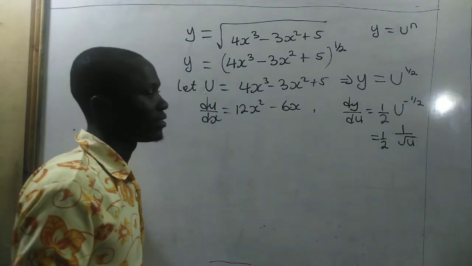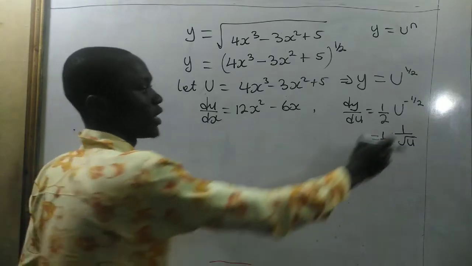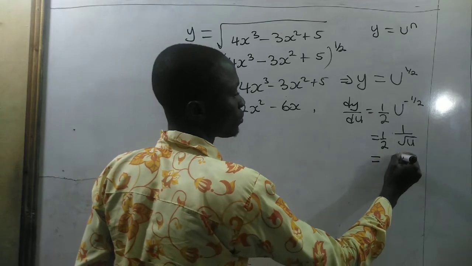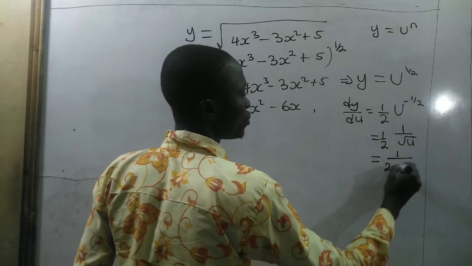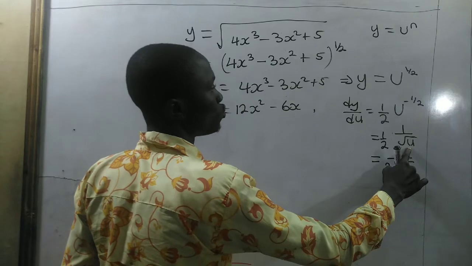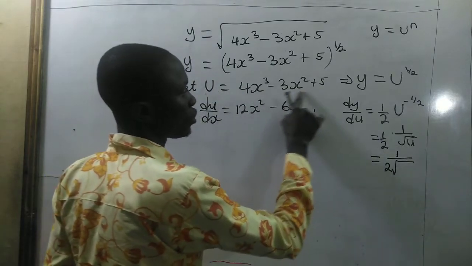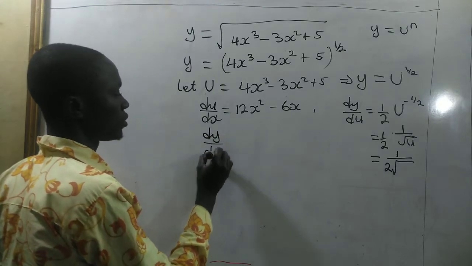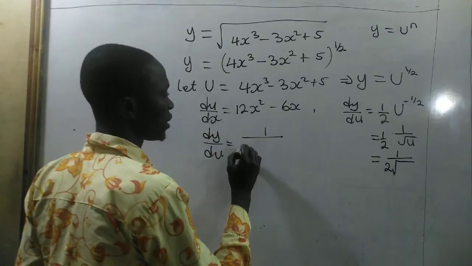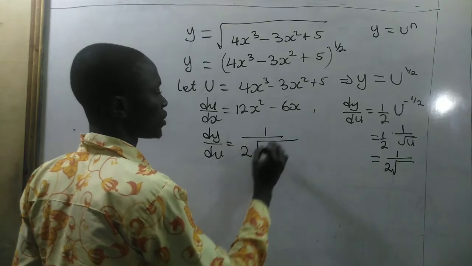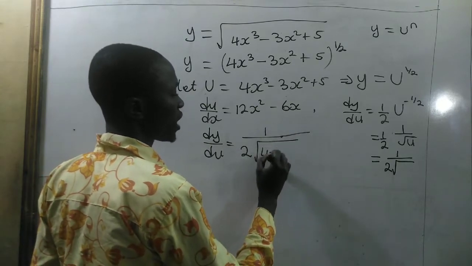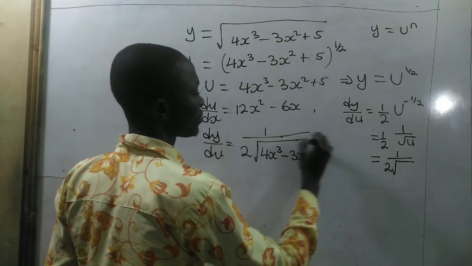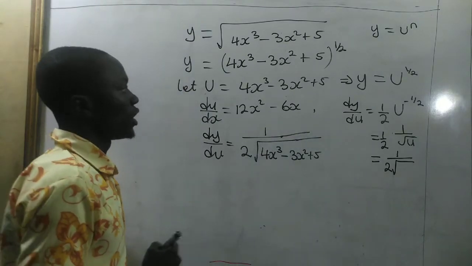Watch the video on lesson 1, you will understand how this is done. So this is equal to 1 divided by 2 square root of u. Here you say u is equal to all these. So let me bring it here. Therefore dy on du is equal to 1 divided by 2 times the square root of 4x cubed minus 3x squared plus 5. So we are good to go.